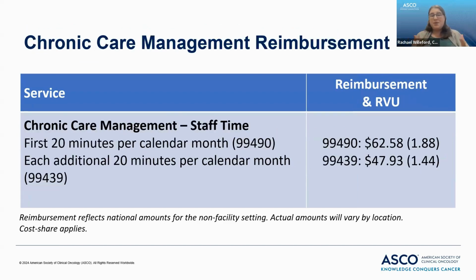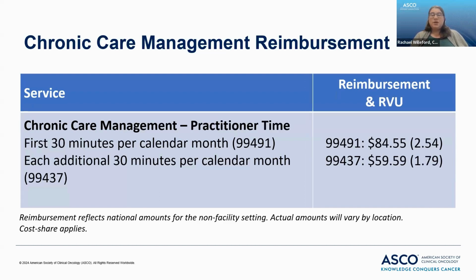Looking at how they compare, community care management for staff, the first 20 minutes would be reimbursed at $62.58 with an assigned RVU of 1.88. And then the add-on for each additional 20 minutes would be reported with 99439. It's reimbursed at $47.93 and is assigned an RVU of 1.44. For practitioner time, say your physicians and qualified healthcare professionals, the first 30 minutes will be reimbursed at $84.55 with an RVU value of 2.54. And that add-on code will be reimbursed at $59.59 with an RVU value of 1.79. So it's a little bit higher than your staff, but you can see how it compares to your community health integration.